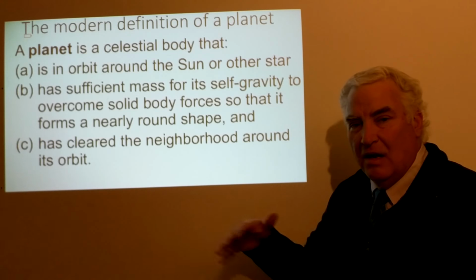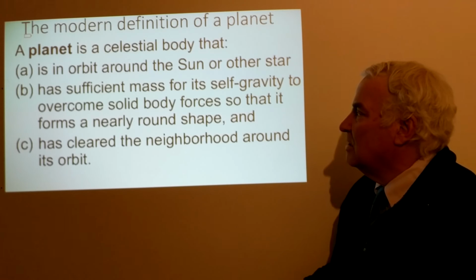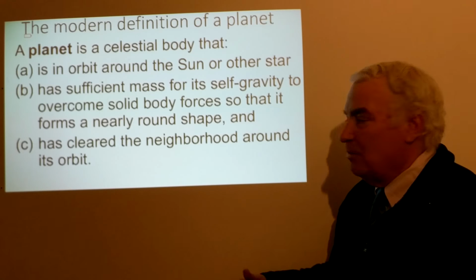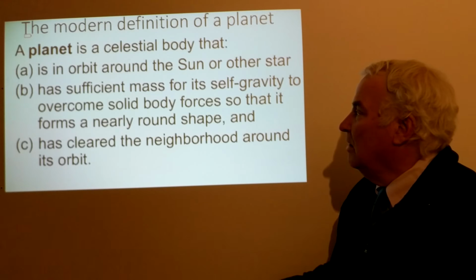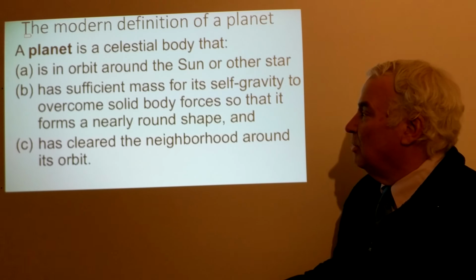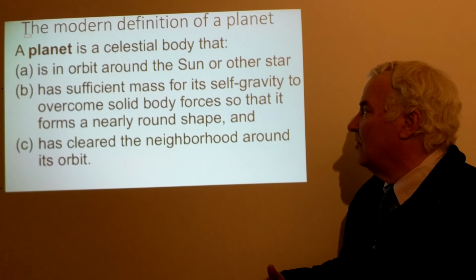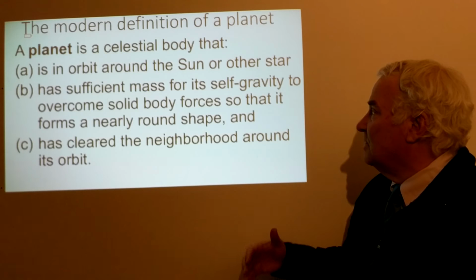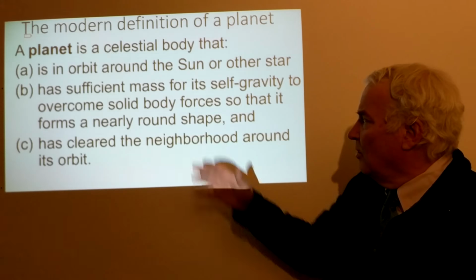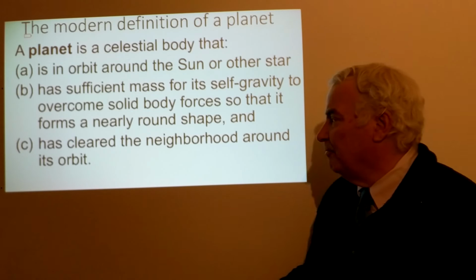So the moon and all the moons of Jupiter cannot be considered planets. Not really even how big they are. It doesn't really matter. And it goes for exoplanets too. Second, they have to be sufficiently massive, big enough in terms of their mass for their self-gravity to overcome the solid body forces and form a nearly round shape.